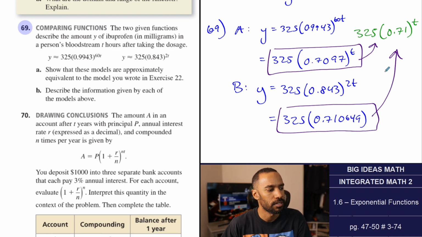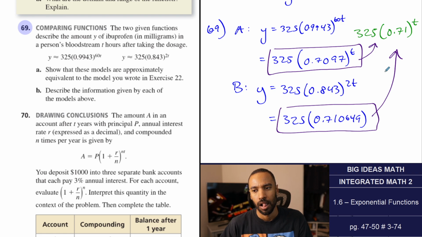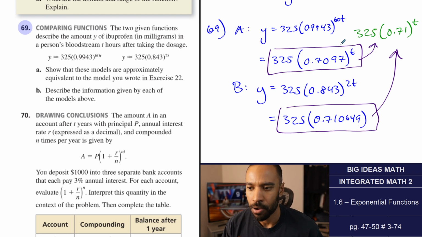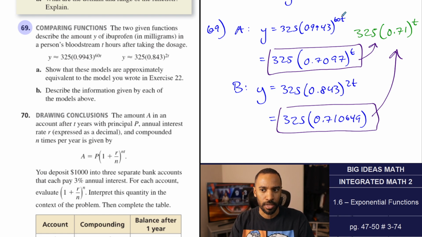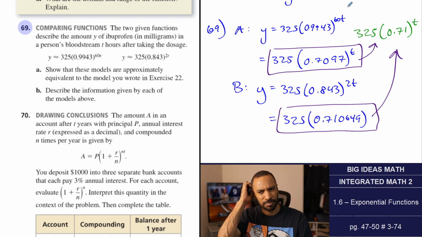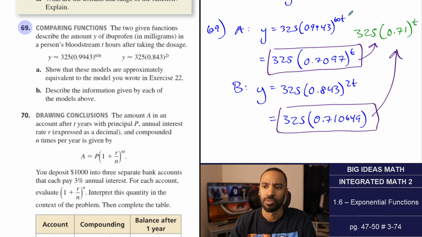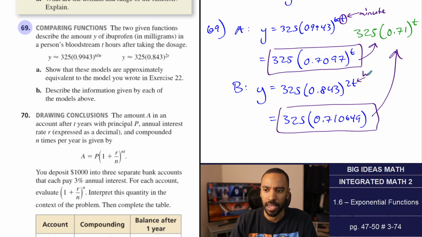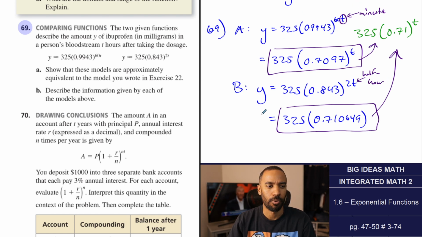Wait, no, is that right? No, this is backwards. It's 1/60th of the way through the hour and halfway through the hour, because now this is represented by the minute, it seems like, right? Yeah. So this is a minute because you need 60 of those to make an hour, and then this is represented by a half hour.